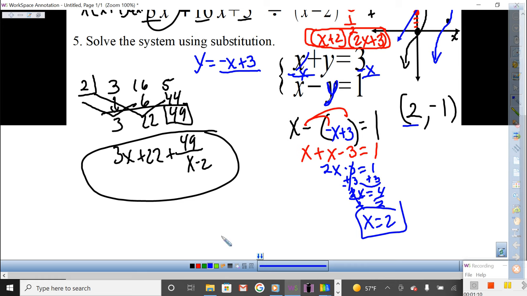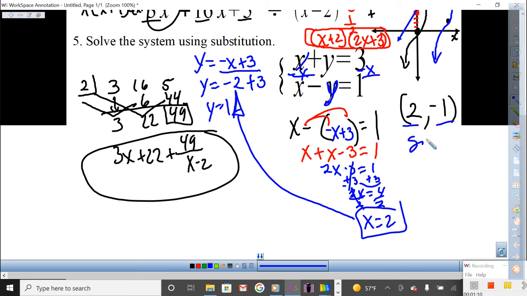And how do we find y? Well, I'm going to substitute that into any of the equations. I'm going to use the one that I already solved over here. So it's y equals negative 2 plus 3. What is negative 2 plus 3? Y equals 1, and there it is. This is my solution. However, what does that mean?